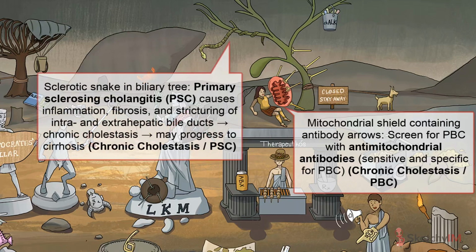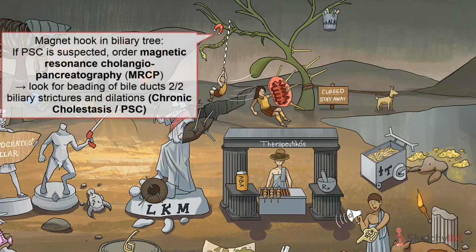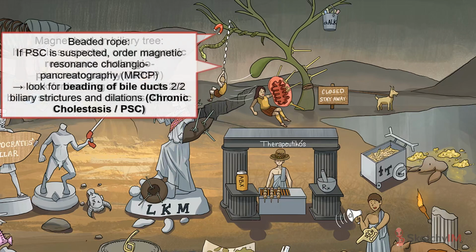In this disorder, inflammation, fibrosis, and stricturing of intra- and extrahepatic bile ducts are responsible for the chronic cholestasis. Unfortunately, PSC doesn't have a convenient lab test. Ultrasound may demonstrate non-specific abnormalities of the bile ducts, but typically can't cinch the diagnosis. If PSC is suspected, the test of choice is magnetic resonance cholangiopancreatography, or MRCP. In a patient with the disease, MRCP will demonstrate a beaded appearance of the bile ducts, thanks to the underlying strictures and dilations.